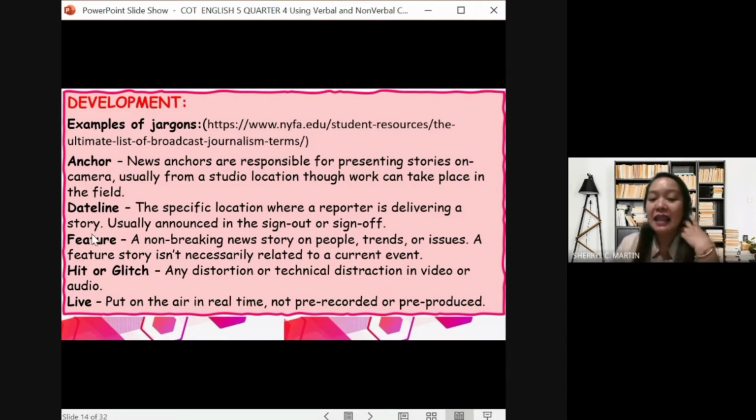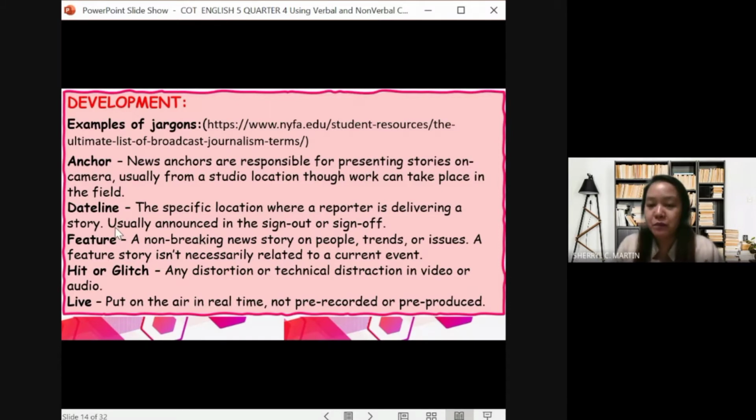Okay? Next, dateline. Are you familiar with this dateline? I think you have this one also with AP. But these jargons in relation with broadcasting, the definition of this is the specific location where a reporter is delivering a story. So, pag sinabi ng stop nila, where is your dateline? So, it has something to do with the specific location kung saan ang news broadcaster ay nagde-deliver ng kanyang news. Nakuha po? You get? Okay.